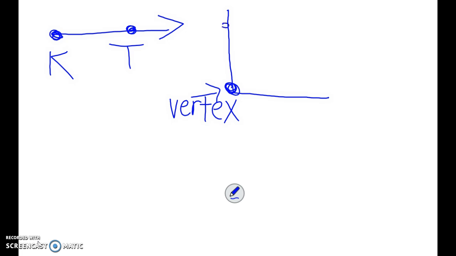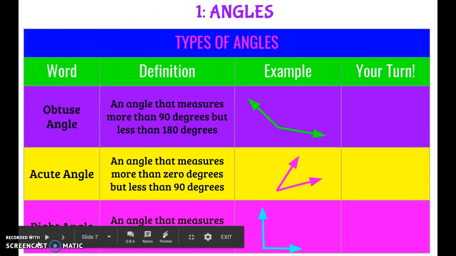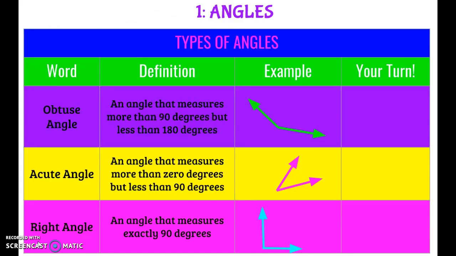So in this angle, we have one ray, A, B, and we have another ray, because it has one endpoint and one side goes on and on and on. They share the point B, and I'm going to add endpoint C. So this is an example of an angle. There are three different types of angles that we're going to learn about next, and those are right angles, obtuse angles, and acute angles. The magic number that decides what kind of angle it is is the number 90.